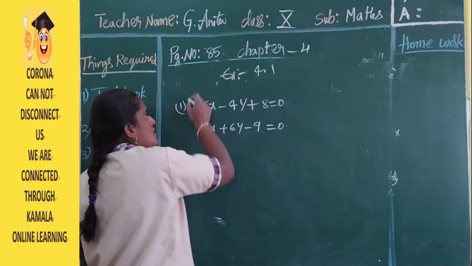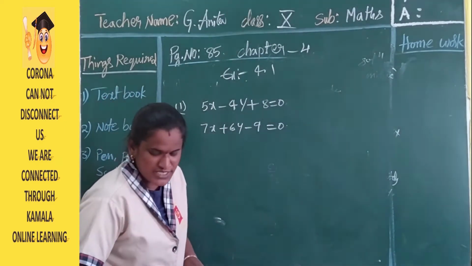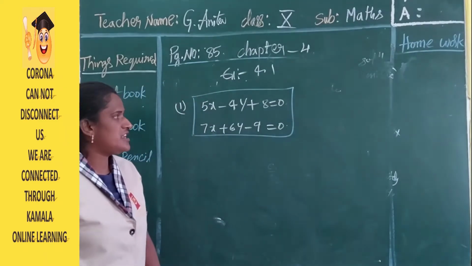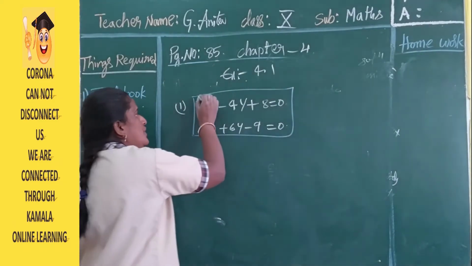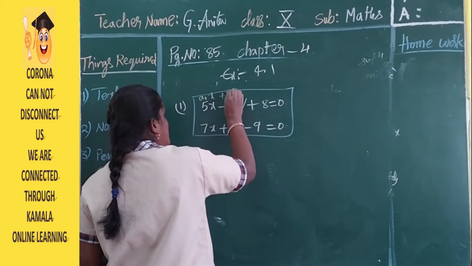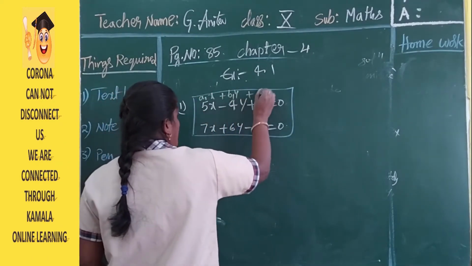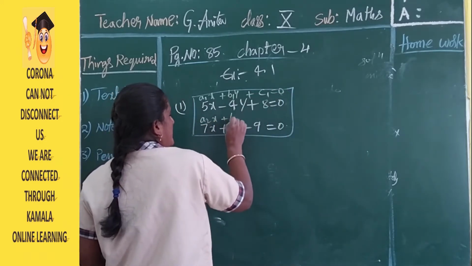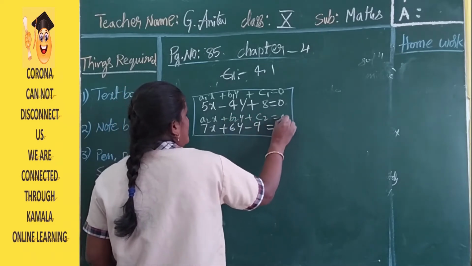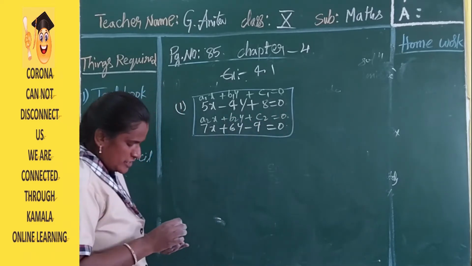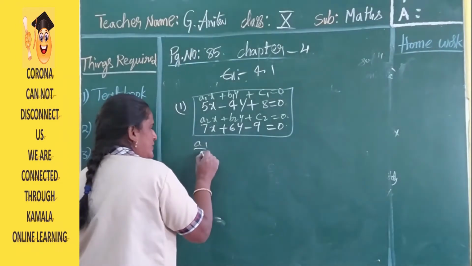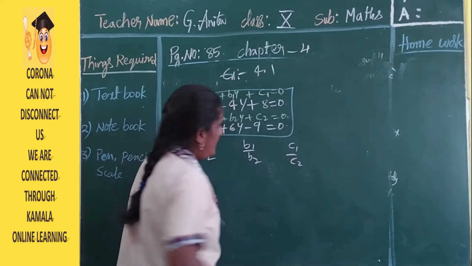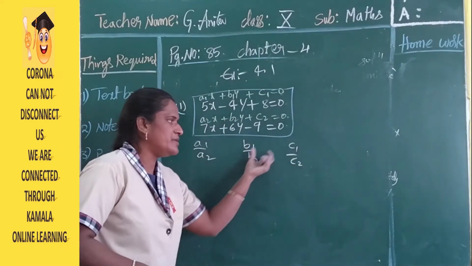First you observe that these two equations are compared with the general form of a pair of linear equations. So what is the general form? These equations are compared with a1x plus b1y plus c1 is equal to 0, and next a2x plus b2y plus c2 is equal to 0. Next, comparing the ratios: a1 by a2, b1 by b2, c1 by c2.